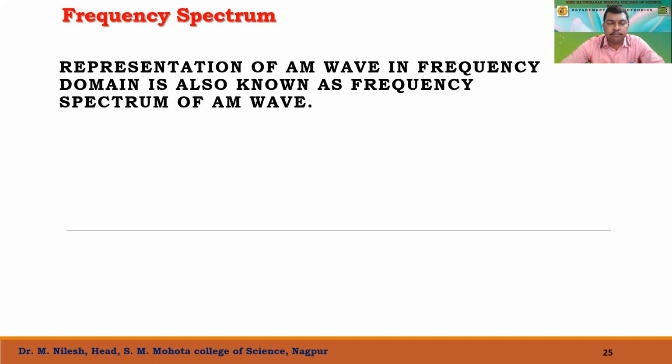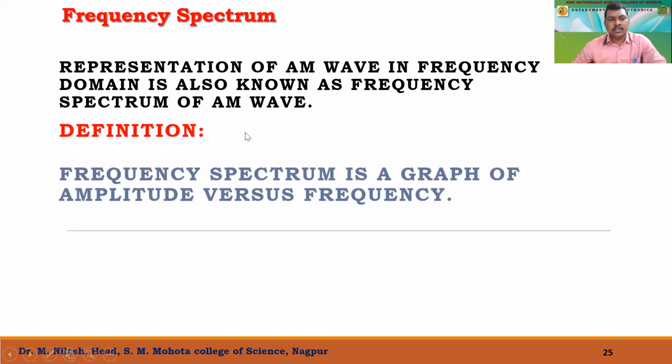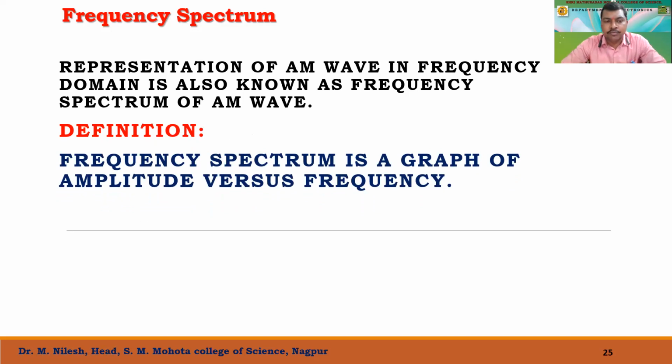So representation of amplitude modulated wave in frequency domain, right? We'll be taking on one of the axes the frequency portion of it, and then we'll be showing how many bands are there in that. So that is called the frequency spectrum of the amplitude modulated wave. And some more definitions which are concerned with that. The frequency spectrum is a graph of amplitude versus the frequency, right? So here we need to check the amplitude with respect to the frequency. As we go on increasing the frequency at some bands, the amplitude is going to vary, and that is what is called the frequency spectrum of amplitude modulated wave.